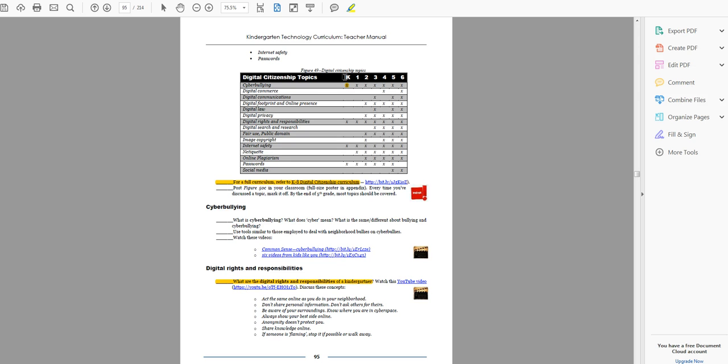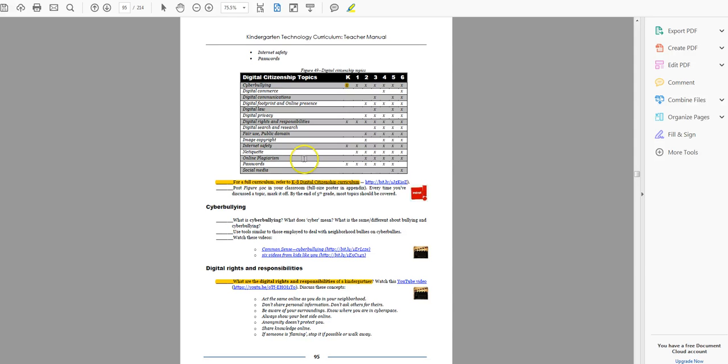This is your curriculum map for K through 6 and all the topics they're going to be covering. And you can see in kindergarten, they touch on 4 of them as the most important to get students started with. Cyberbullying. October is a great month to teach cyberbullying because it's bullying month, National Bully Prevention Month. So that's a great month to talk about cyberbullying. But you also want to talk about digital rights and responsibilities, internet safety, and passwords, because even as kindergartners, they will have passwords. So focus on those.